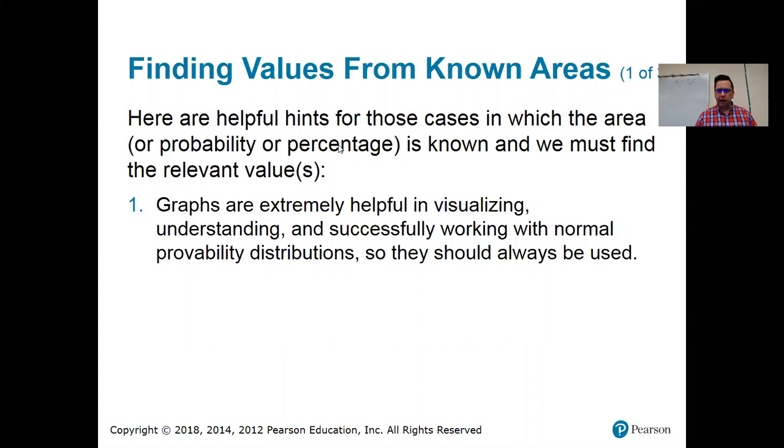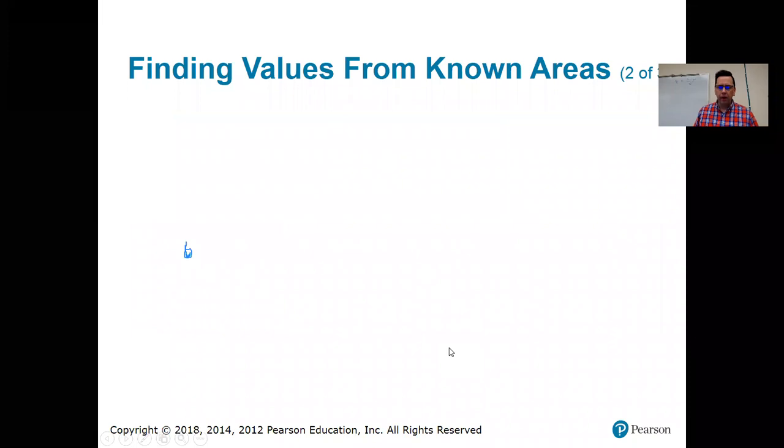Whoops, I just noticed a typo. It says "normal provability distributions." That's not what they meant. Okay. Probability. There we go. Didn't even notice that before. Oops. We only have one thing on there. Okay, so draw a picture. That's all you need from there.